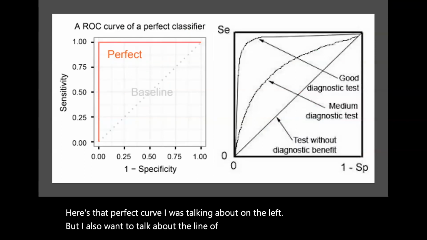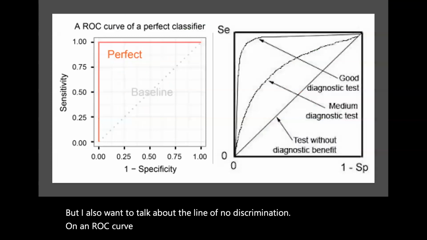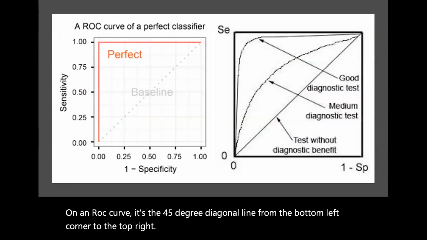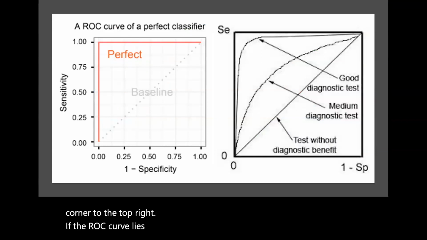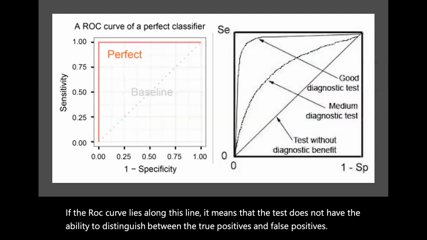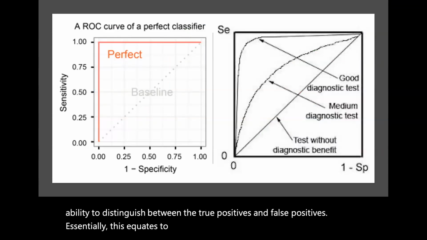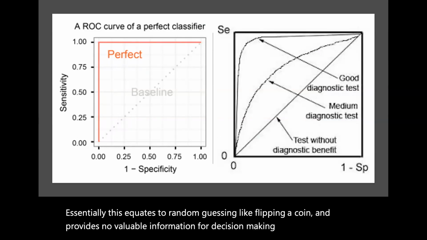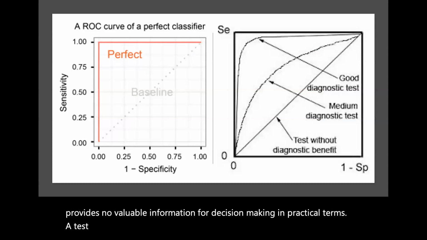But I also want to talk about the line of no discrimination on an ROC curve. It's the 45-degree diagonal line from the bottom left corner to the top right. If the ROC curve lies along this line, it means that the test does not have the ability to distinguish between the true positives and false positives. Essentially, this equates to random guessing, like flipping a coin, and provides no valuable information for decision making. In practical terms, a test that falls on this line would be deemed useless for clinical or diagnostic purposes.